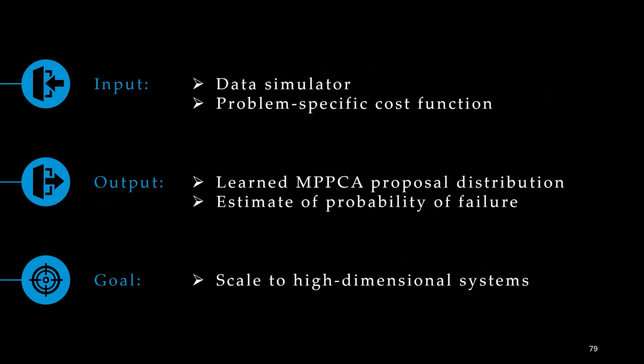To formalize our proposed approach here, this problem takes as input a data simulator, as well as a problem-specific cost function to guide our search towards these failure regions. It outputs a learned MPPCA proposal distribution, as well as an estimate of the probability of failure, with the end goal being, let's scale importance sampling to a higher dimensional system.